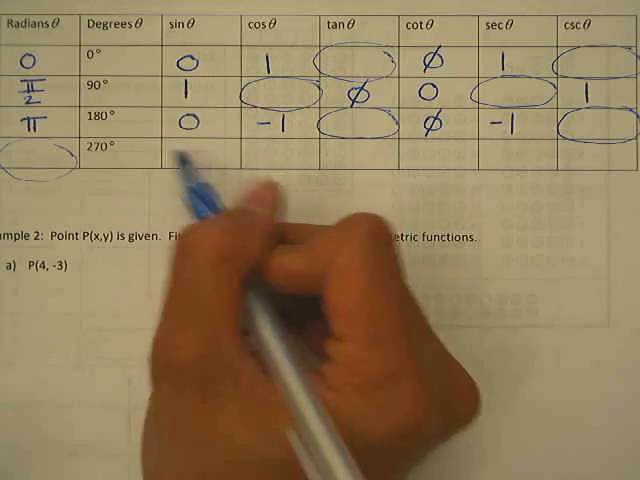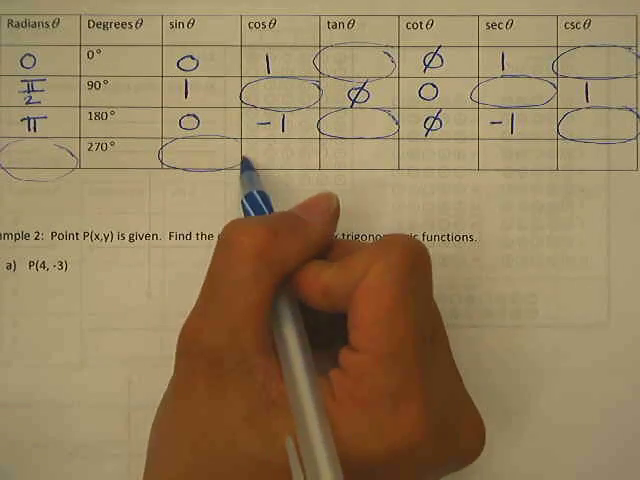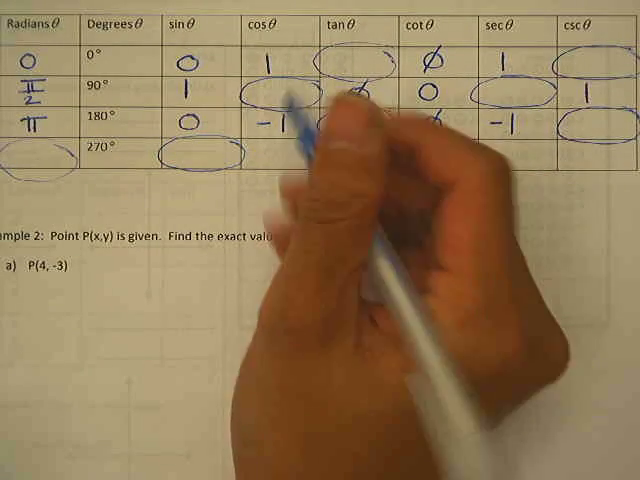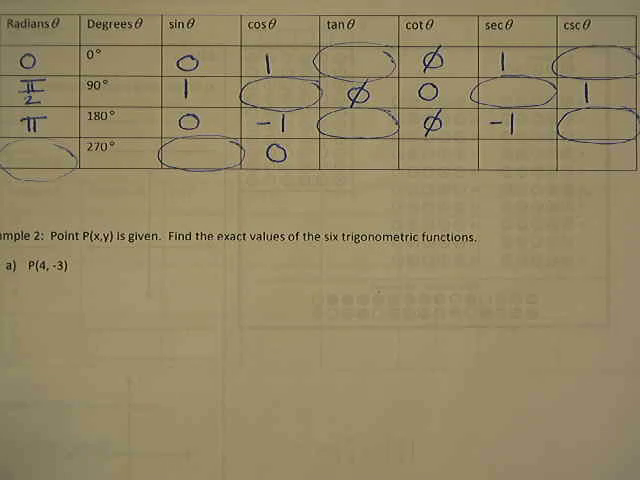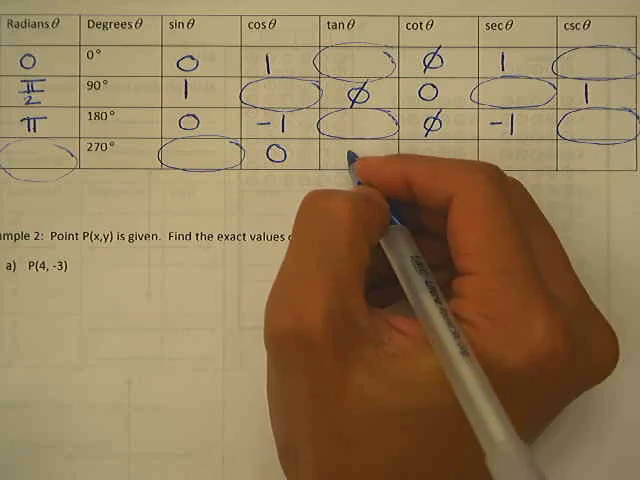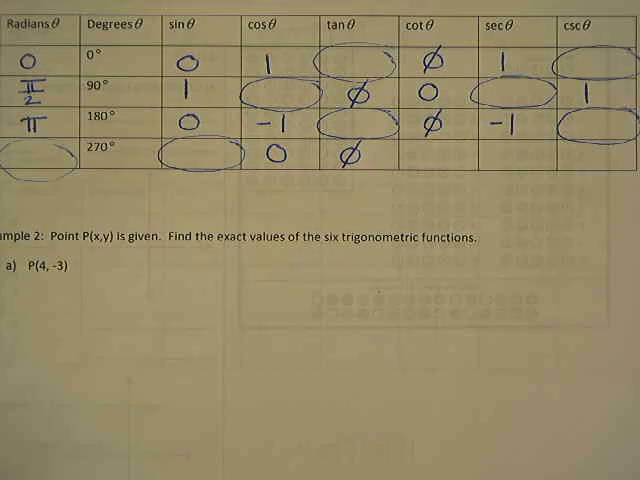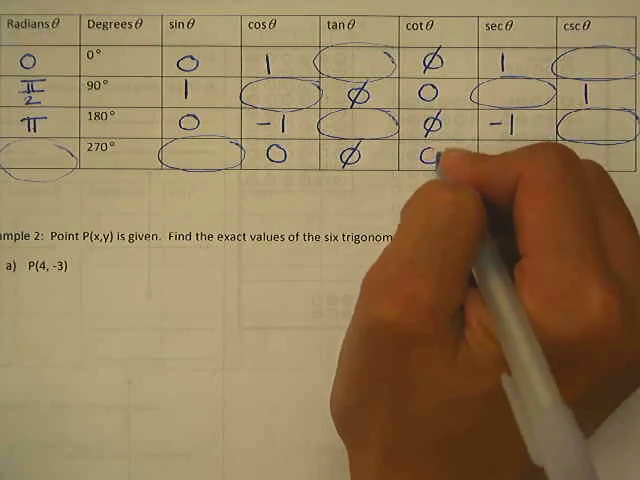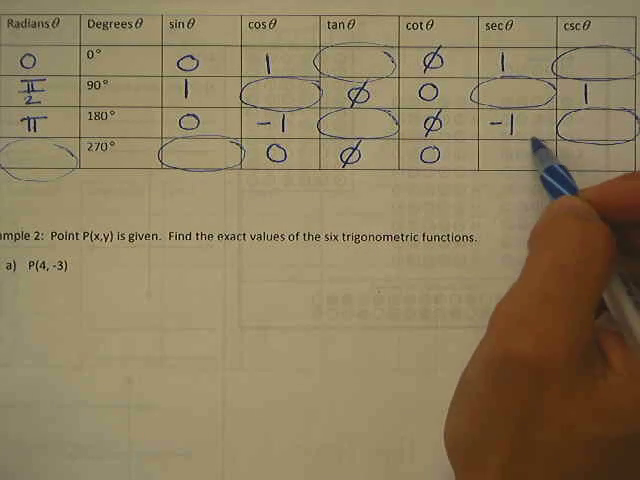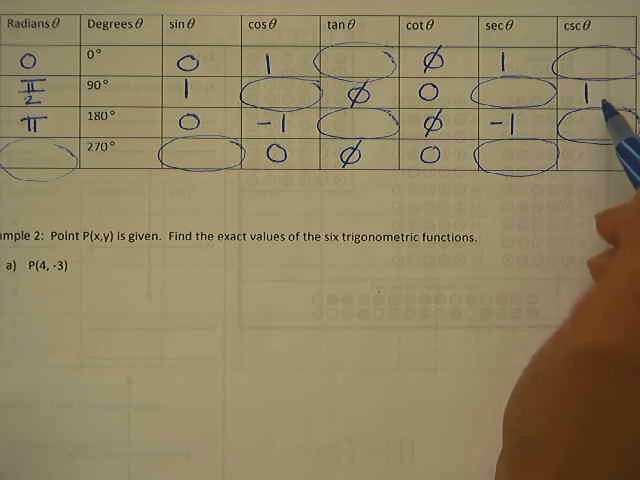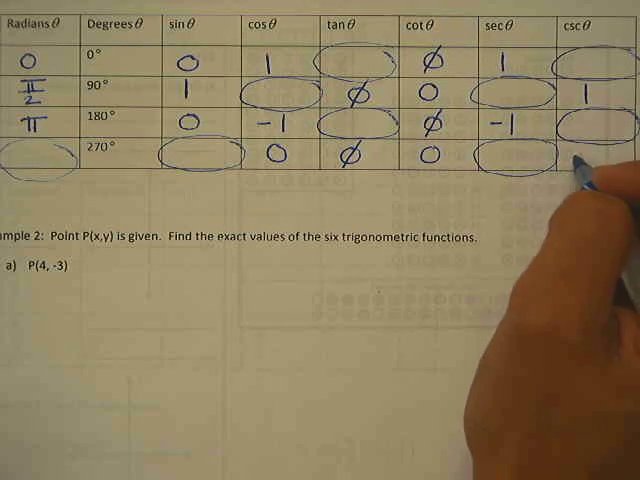Okay, next, sine of 270 degrees, that is your job. Cosine of 270 degrees is going to be 0. Tangent of 270 degrees is going to be undefined. Cotangent of 270 degrees is going to be 0. Secant, that is your job. Cosecant of 270 degrees is going to be -1.